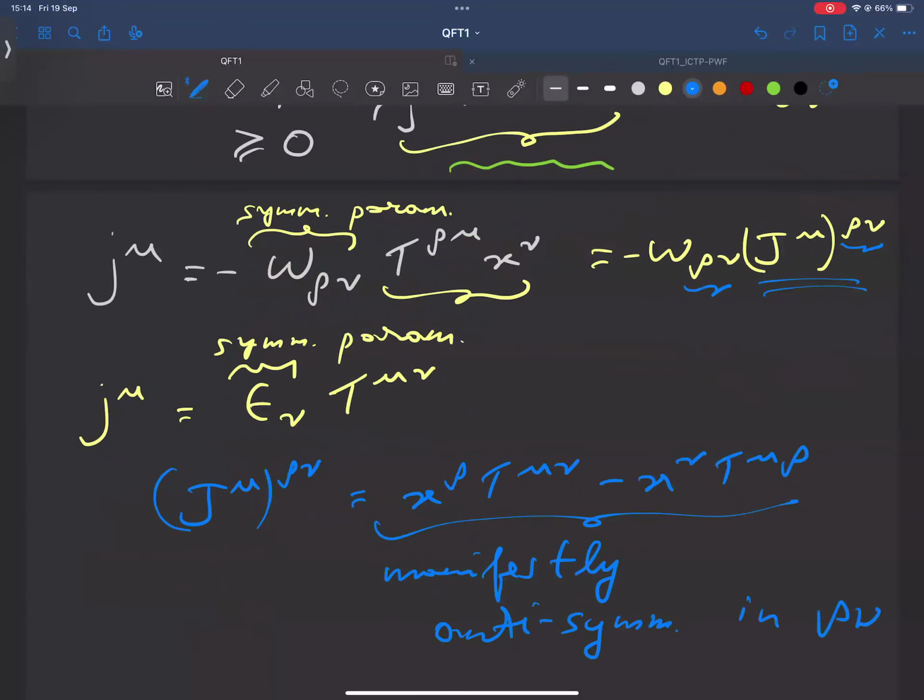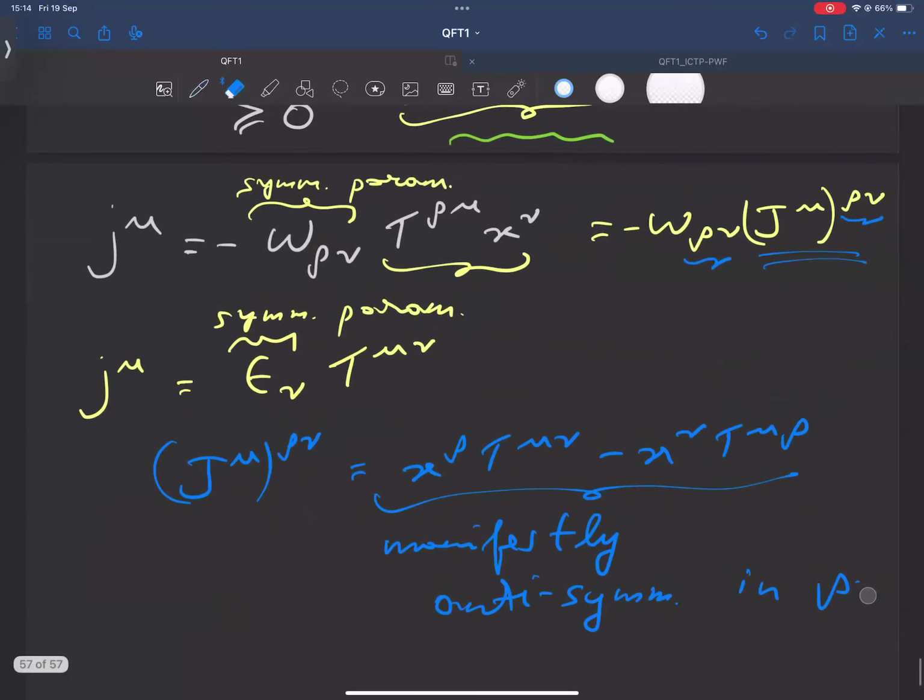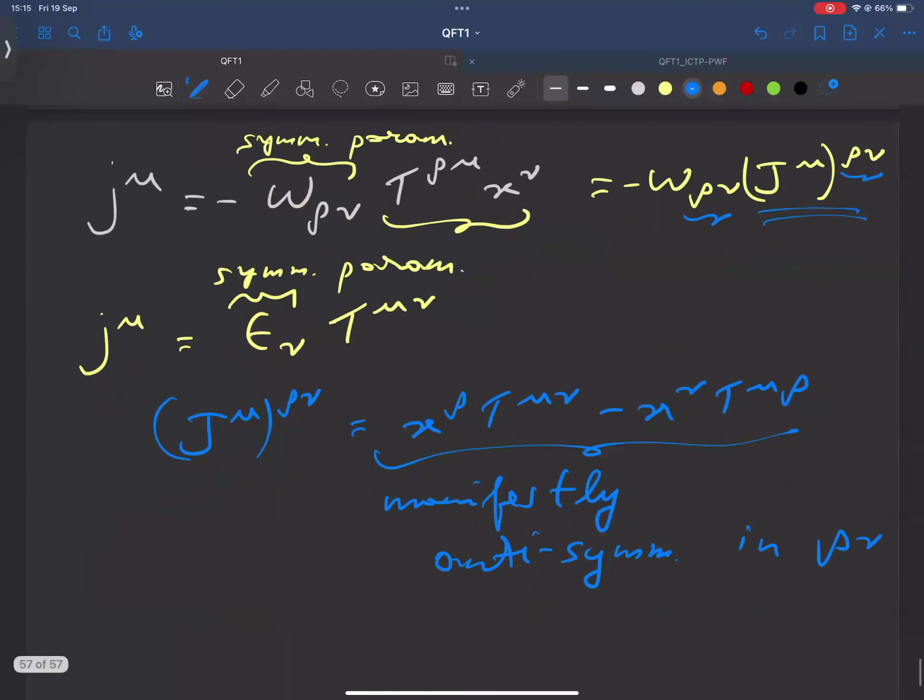In rho nu, and yeah, that's it. So that's all I did. If you contract this with omega rho nu, then this plus gets absorbed here, you get a factor of 2 or something because of the antisymmetry that is built into omega rho nu. So that's why from here to here there is this whole step.